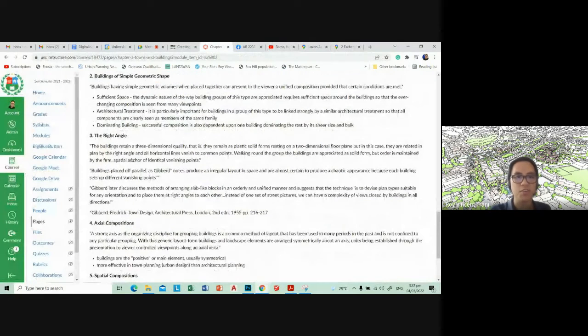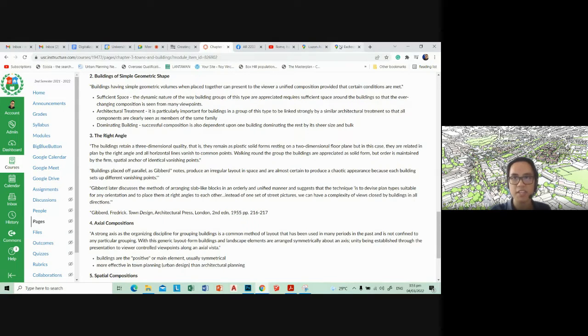Right angle. So buildings retain a three-dimensional quality, that is, they remain as plastic solid forms resting on a two-dimensional floor plane, but in this case, they are related in plan by the right angle, and all horizontal lines vanish to common points. Walking around the group, the buildings are appreciated as solid form, but order is maintained by the firm spatial anchor of identical vanishing points.